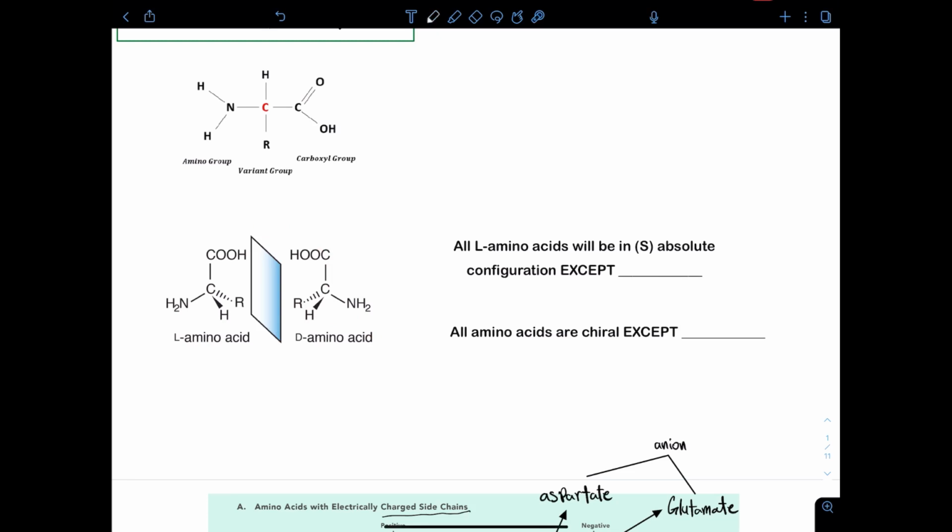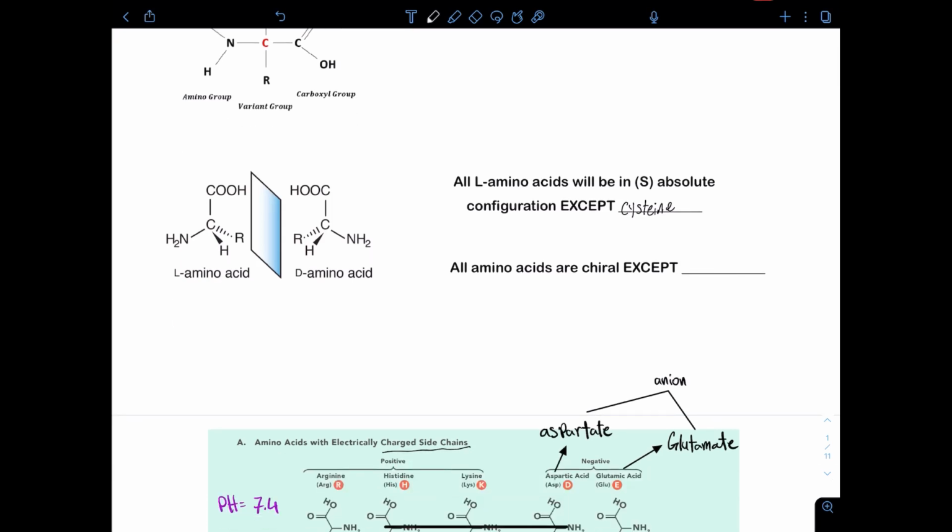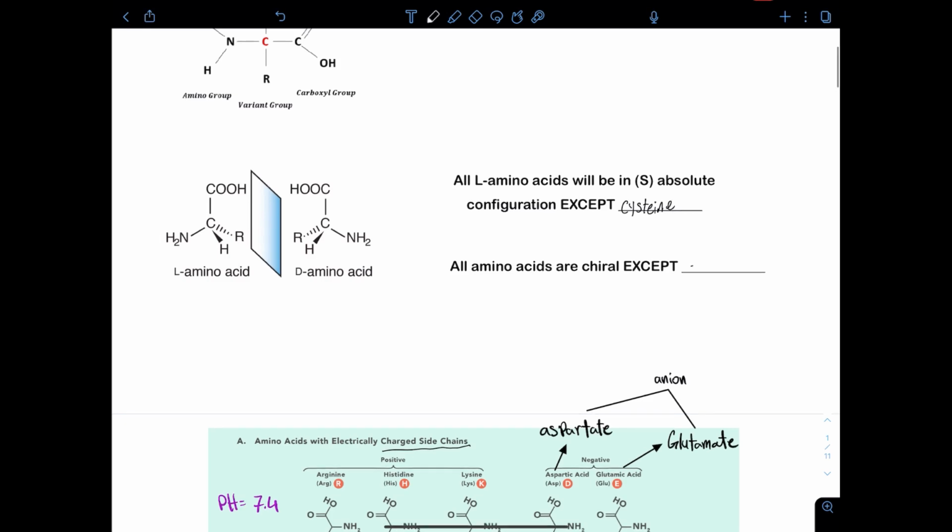There is an exception. Cysteine, however, is an L-amino acid but has an R-absolute configuration. So we can just write it: cysteine. And that's because the CH2SH group has priority over the carboxylic group. All amino acids are chiral, except glycine.